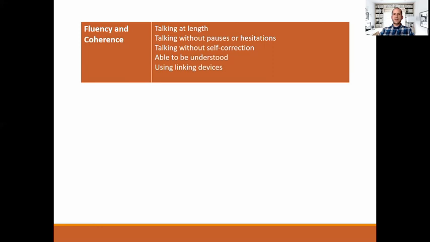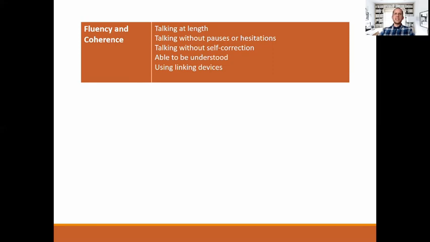And if you have a look at the criteria, you'll see that fluency and coherence will be affected up to a band score 5. After the band score 5, we're looking at somebody who's a little bit more fluent, somebody who can speak a little bit at length, be it with some pauses or some repetition at times. We want to see somebody who can talk without self-correction.